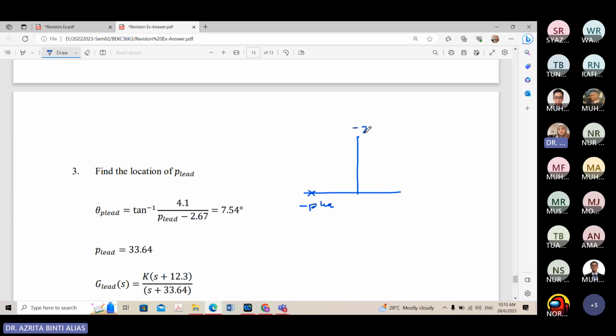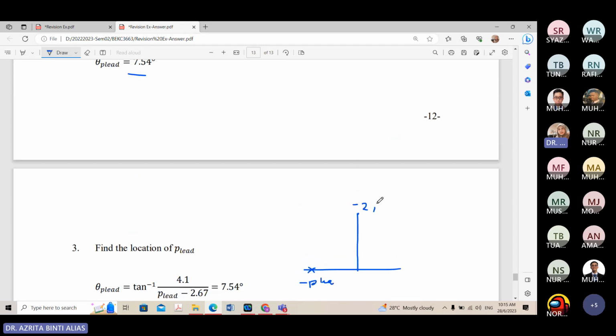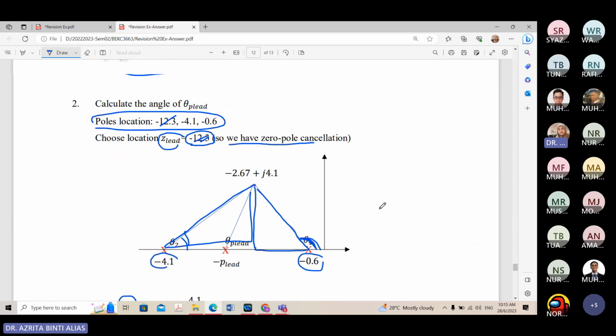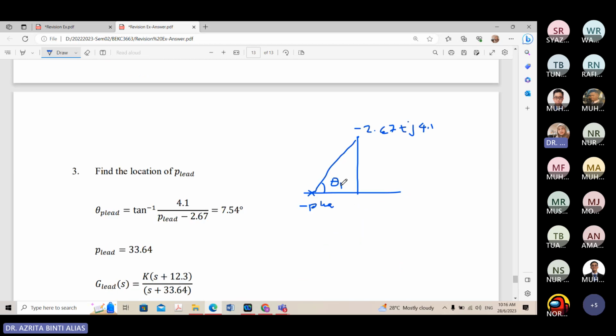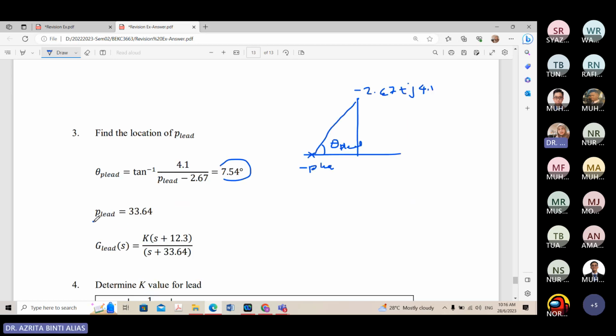So ST is located at minus 2.67 plus j 4.1, minus 2.67 minus j 4.1. Okay, so we have here the value of theta P lead. Okay, so rearrange the equation until you obtain the location of P lead.